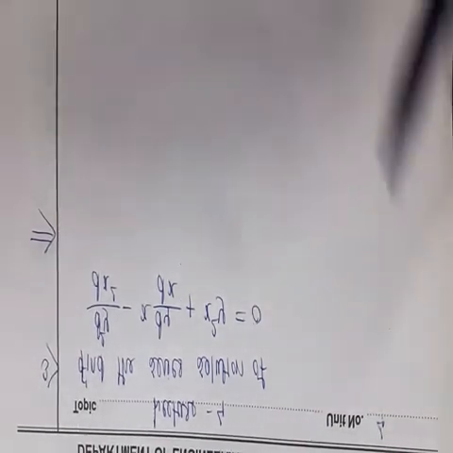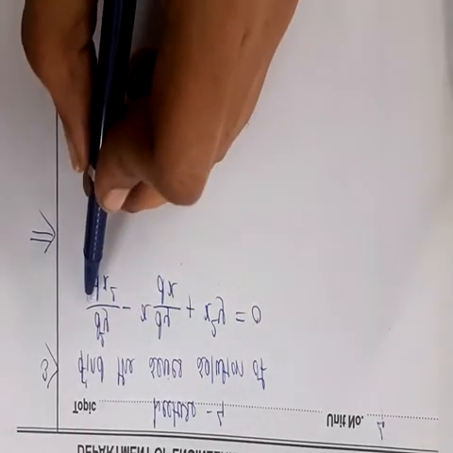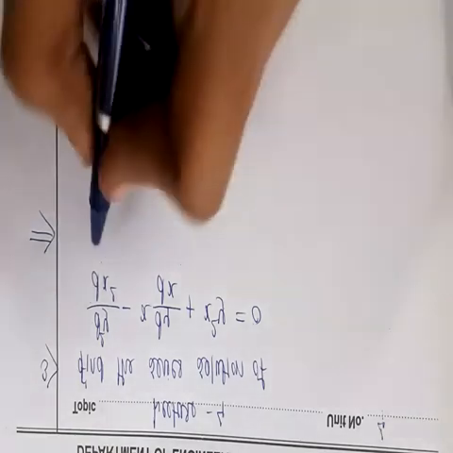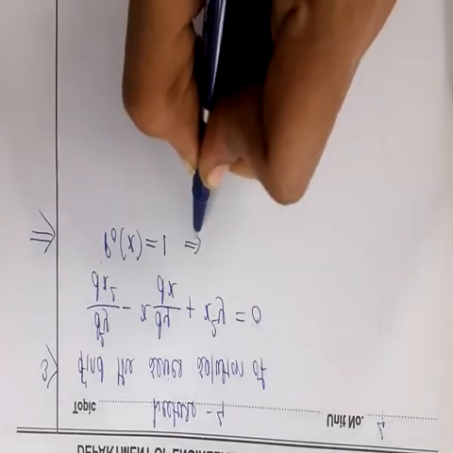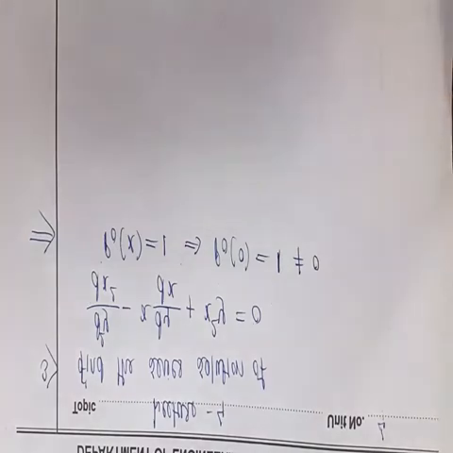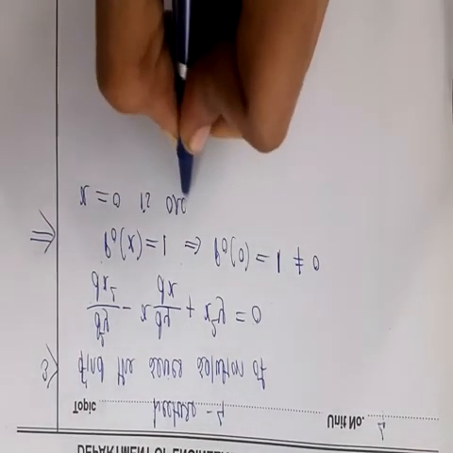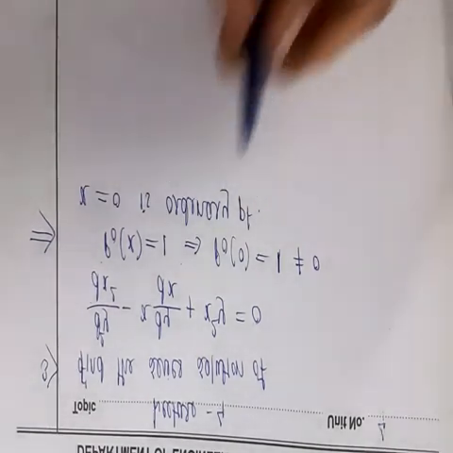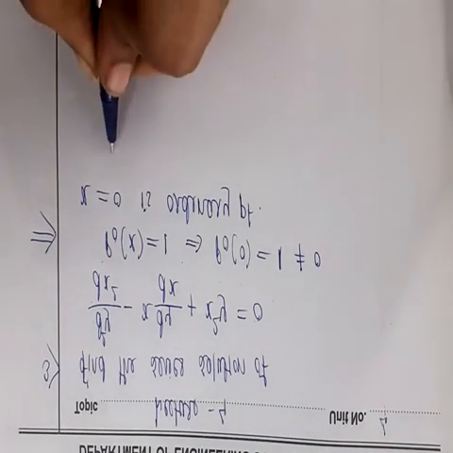We are going to study all these examples over the ordinary point x is equal to 0. You can check here, p0 of x is the coefficient of d2y by dx square. So what is p0 of x here? It is equal to 1. If we substitute, p0 of 0 is equal to 1, which is not equal to 0. Not equal to 0 represents x is equal to 0 is an ordinary point.